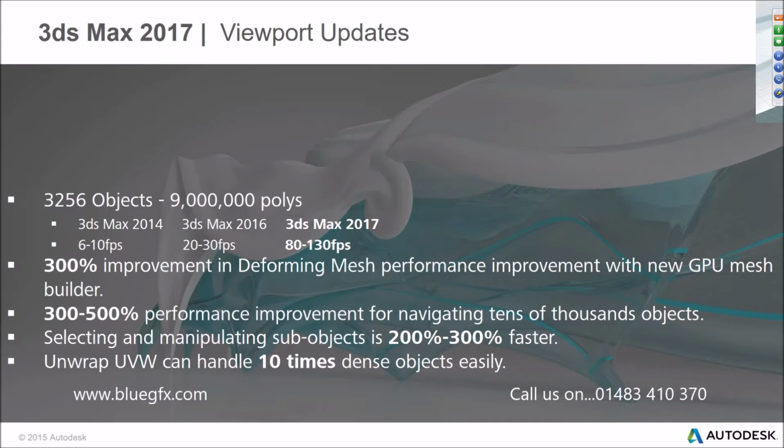Even if you have tens of thousands of objects, you do get much better performance, especially sub-object selection, like a dense mesh, go into a vert and drag a region and try to select many verts. In the past it was really slow, so that's sped up hugely right now in Max 2017. And unwrap, I'm going to talk about unwrap. It's 10 times faster. And why is that? Because Unwrap UV is running on the GPU, so that's where we get a huge performance gain.